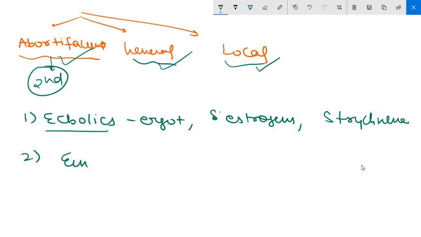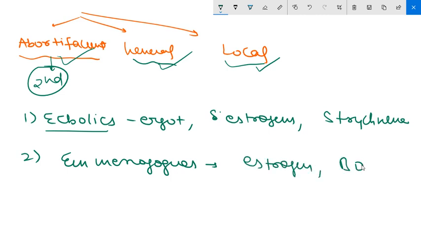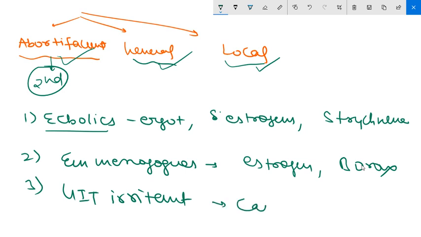The second is emmenagogues. Okay, these drugs initiate or increase the menstrual flow, and they include estrogen and borax. These 2 you have to remember. The third is GIT irritants. Okay, they cause irritation of the uterus, and they include purgatives like castor oil or croton oil. Okay, or magnesium sulfate can also be used.